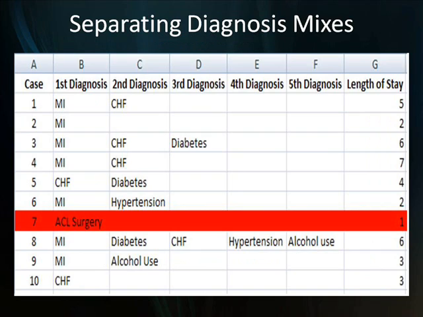The first step in developing severity indexes is to separate the interacting diagnosis apart from the non-interacting diagnosis so that the analysis can be conducted separately. Of the cases given, the ACL surgery diagnosis is the only case in which we must take out at this time to get an accurate severity index for MI, CHF, diabetes, and hypertension.